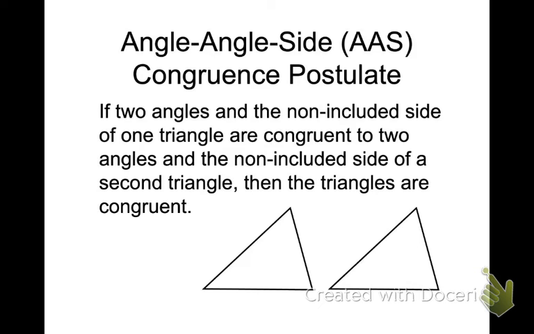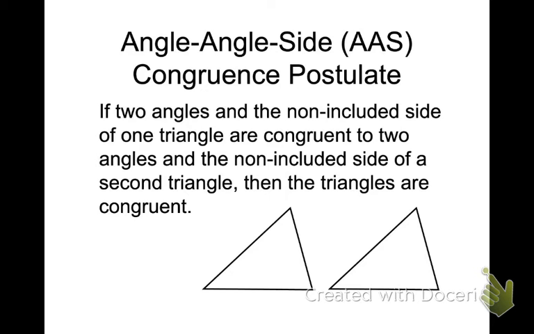So if two angles and the non-included, the excluded side, sure, the non-included side of one triangle are congruent to two angles and the non-included side of another triangle, then the triangles are congruent.